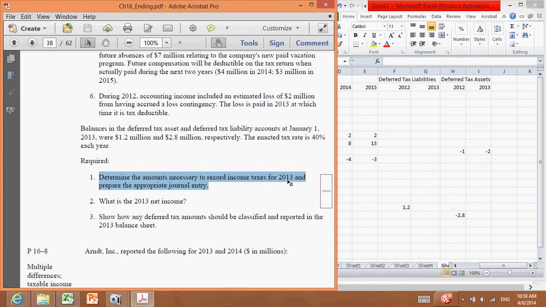Journal entries. One is to find out the income tax payable, which is the current year payable, and then find out the deferred tax, either assets or liabilities. Then the third will be income tax expense. So let's go back to my Excel spreadsheet.